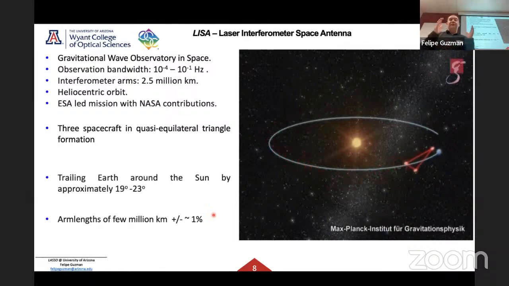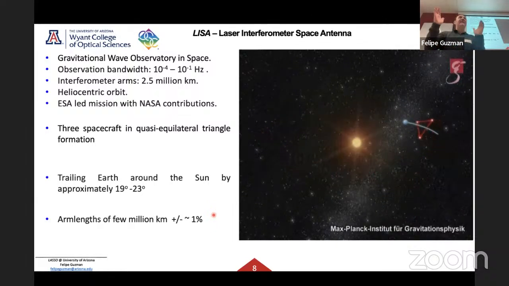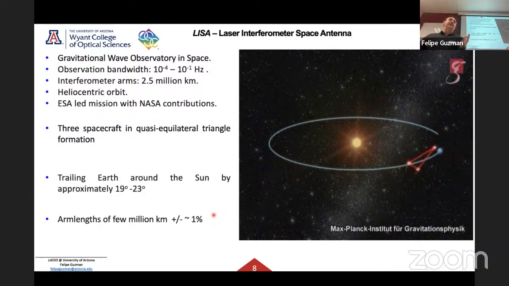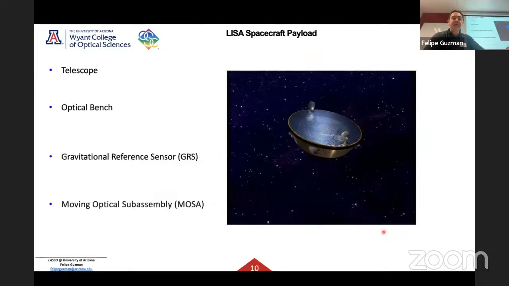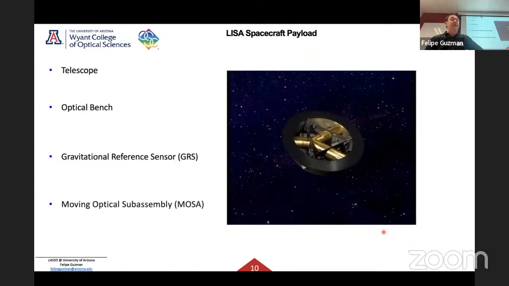So in the bandwidth where we're observing gravitational waves, between 0.1 millihertz up to 100 millihertz, we can achieve that picometer sensitivity. This is the sensitivity curve of LISA. As you see, we're at the sort of 10 picometer level here. LISA consists of 3 identical spacecraft.